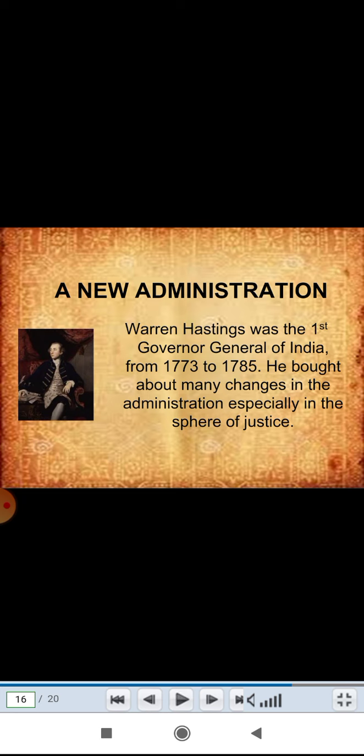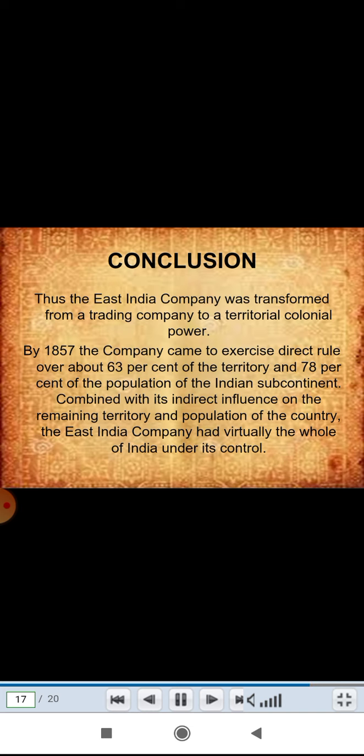Warren Hastings was the first Governor General of India from 1773 to 1785. He brought about many changes in the administration, especially in the sphere of justice. Then came Warren Hastings, who brought in so many changes in the field of justice, children. Right? And let us see the conclusion of the chapter.